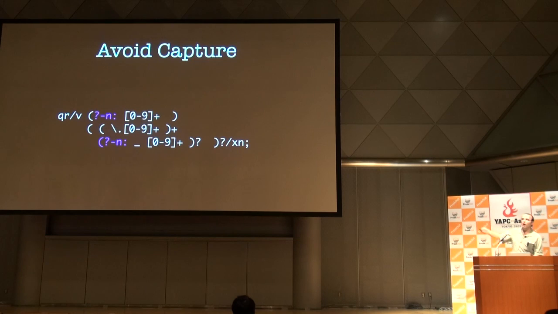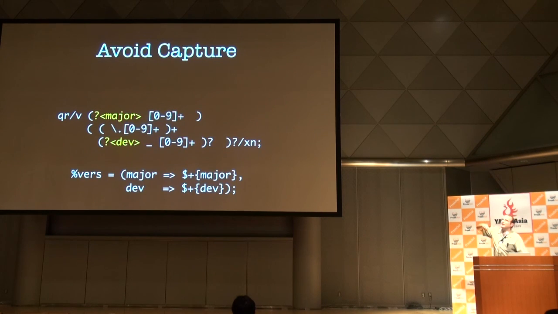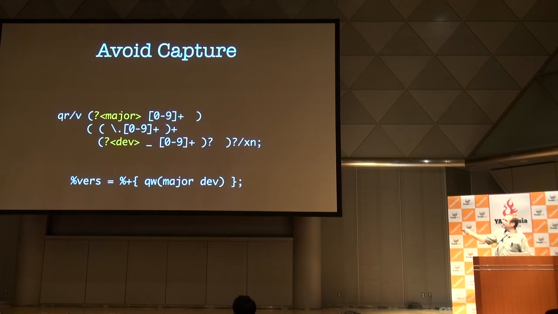And instead of turning off non-capturing, we use named captures. Named captures always capture. There's no question, should these parentheses capture? If there's a named capture, yes. And then we can pull it out from percent plus down at the bottom. Now, I would never write this bottom line. What I would write is this. Get a pair of keys and values.